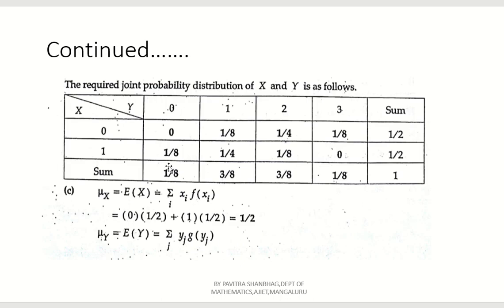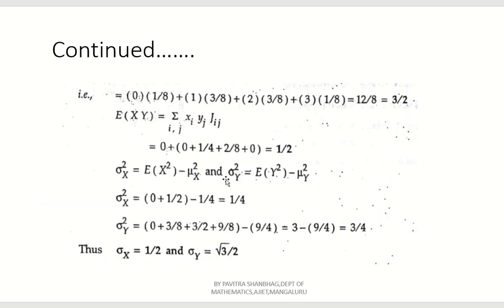See here, 0 square into 1 by 8 plus 1 square into 3 by 8 plus 2 square into 3 by 8 plus 3 square into 1 by 8. So after simplifying you will get 3 by 8 plus 3 by 2 plus 9 by 8 minus E of y whole square. But E of y is 3 by 2, so its whole square is nothing but 9 by 4. So if you simplify this, 3 minus 9 by 4, that is 3 by 4.